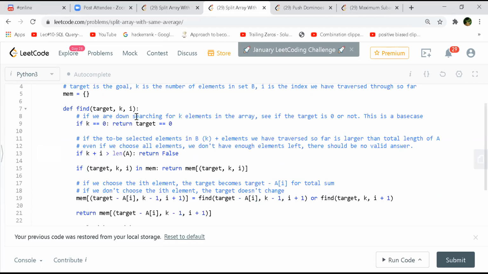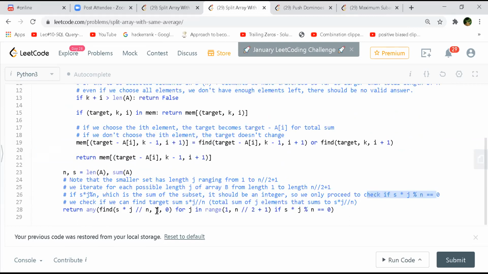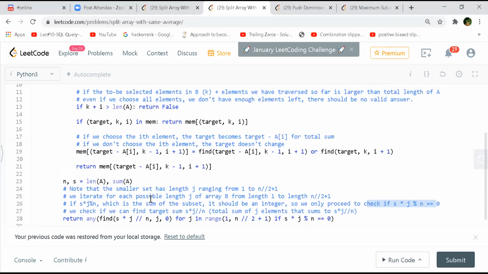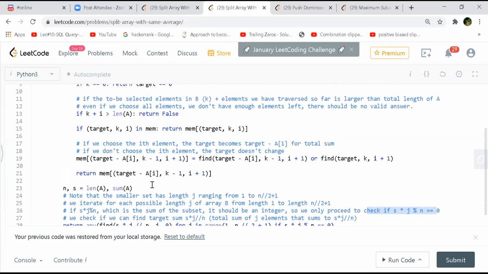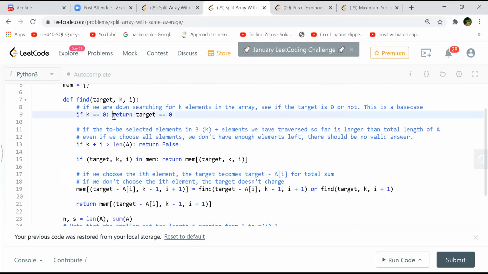This will take you to this function. You have a target, and k is the index from wherever j is. Basically, j is the length of the subset, exactly the length of the subset. That is much clearer. So this is the length of a subset, and these are some of the base cases that I'm using.